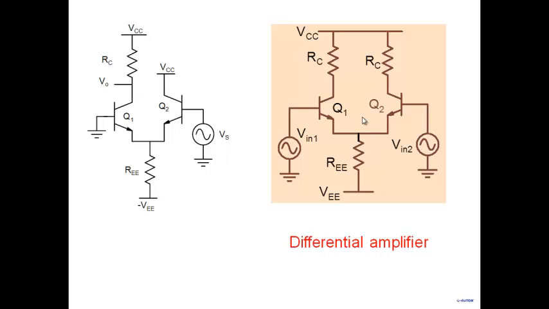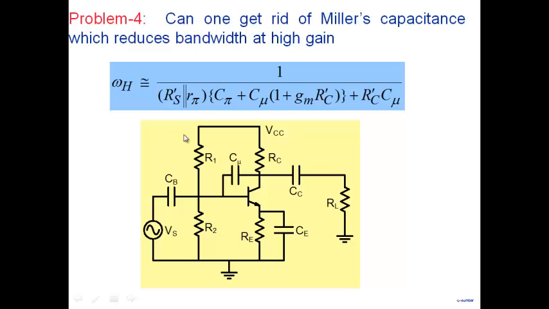All right, so that's where we are headed when we look at how we implement things on an IC. Okay, another problem that I hinted at: can one get rid of Miller's capacitors? Note that when we look at a stage like this, there's a capacitor here between base and collector, which is C mu, and C mu is getting multiplied by the gain.